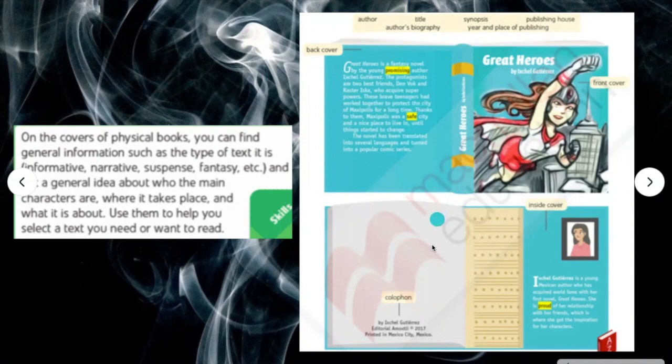Well, you know this. And colophon is called where the author is with the editorial and where it was printed. For example, this information in here, it's called colophon. It is inside the book. And this is the inside cover with the short biography of the author.